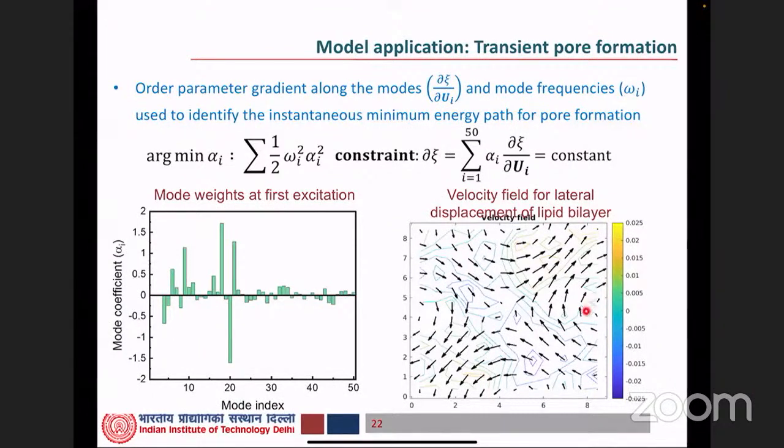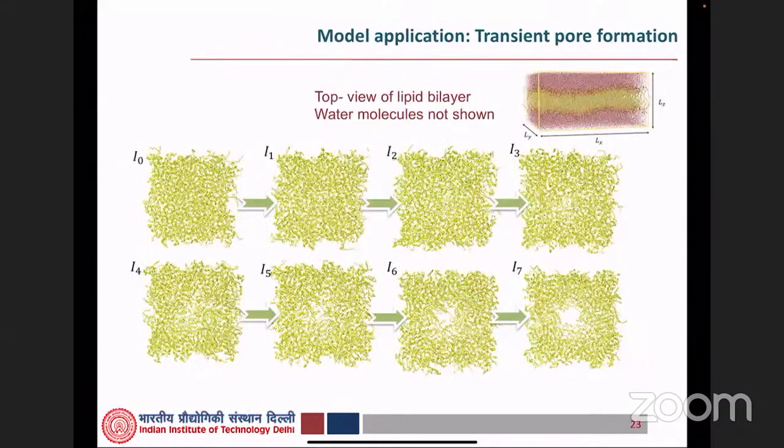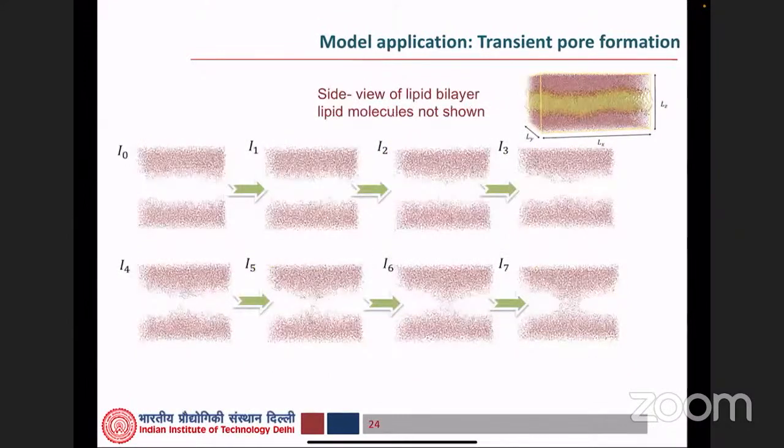The bottom right picture shows the velocity field in the initial lipid bilayer, which is leading to pore formation. Again, we do a multi-step simulation. This is the top view of the lipid bilayer; bottom molecules are not shown. So I'm able to see the transient pore formation. This is the side view, which shows that the water molecules are able to penetrate the lipid bilayer. The next task for us is to use these as inputs to a path metadynamics or adaptive sampling technique to find the free energy profile for this transient pore formation.